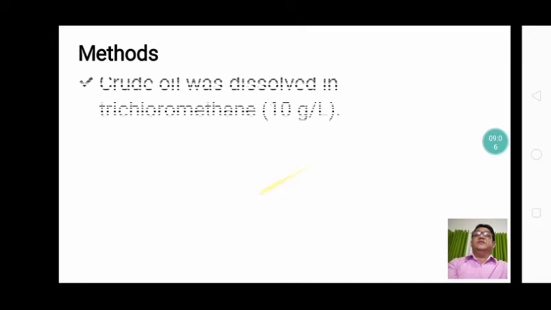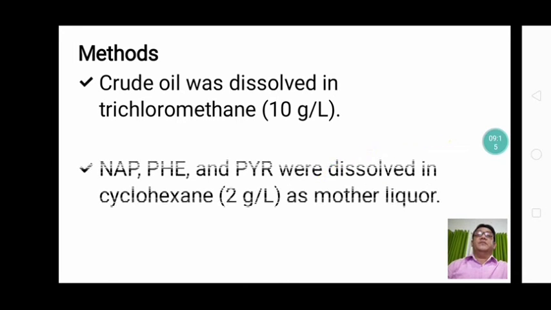For the methods, the crude oil was dissolved in trichloromethane, 10 gram per liter. The naphthalene, phenanthrene, and pyrene were dissolved in cyclohexane, 2 gram per liter, as mother liquor.